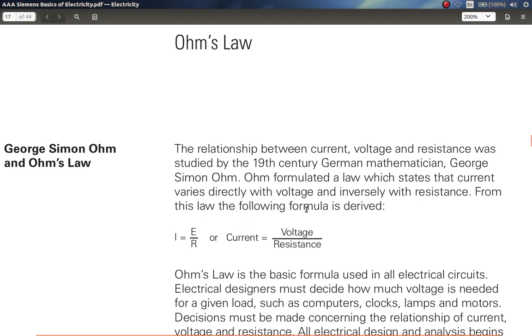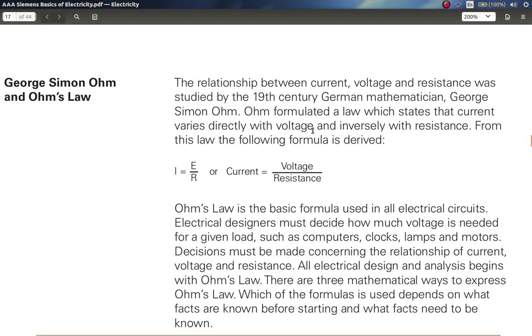From this law, the following formula is derived: I equals E over R. Sometimes you might see I equals V over R. Remember that the voltage or the EMF can be represented by E or V. In other words, current is equal to voltage over resistance, voltage divided by resistance. Now here, let's look back at this. The current varies directly with the voltage.